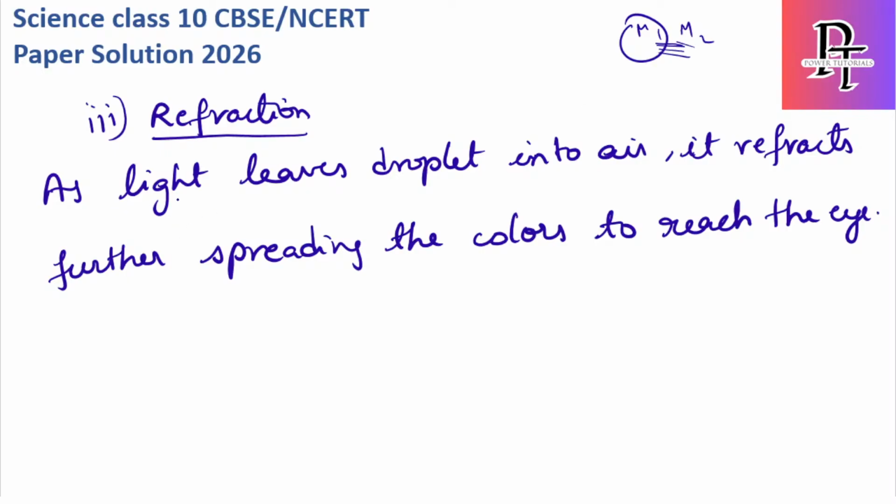As the light rays leave the droplet into the air, they refract further, spreading the colors to reach the eye. Now this has undergone much refraction. A single beam of light becomes dispersed and then spreads into multiple, larger refractions, so that it will be visible clearly to our eye. So this is the actual phenomenon that happens for the natural spectrum, which is the rainbow.